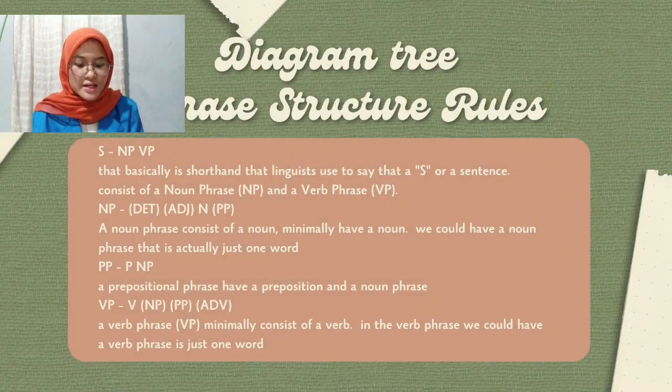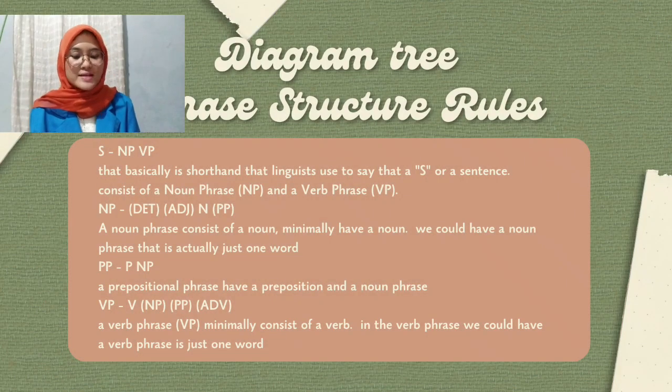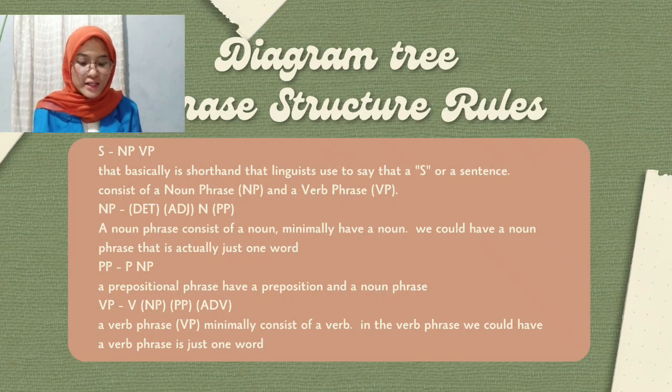Okay, next, tree diagram or phrase structure rules. S arrow NP VP. That basically is shorthand that linguists use to say that an S, or sentence, consists of a noun phrase or NP and a verb phrase or VP. Then NP arrow DET, or determiner, adjective, noun, and prepositional phrase.